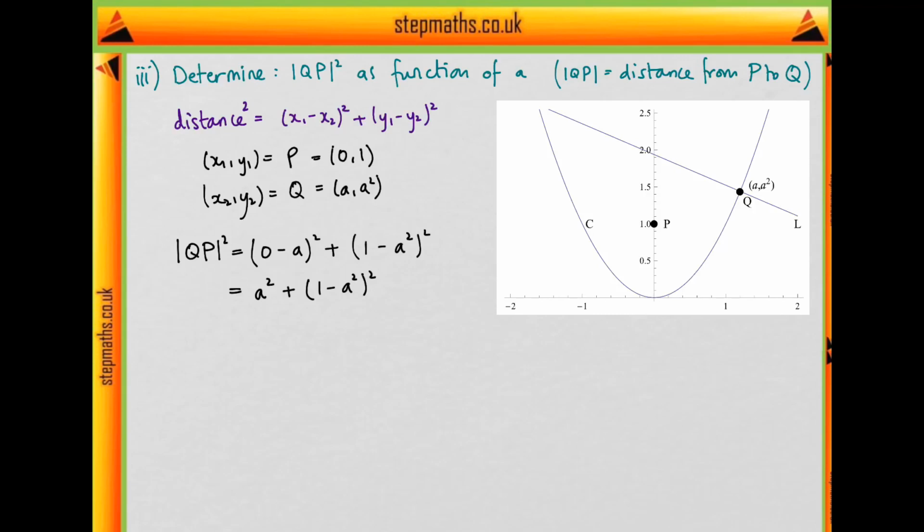And we can try and simplify a little bit. If we just expand this square out, then we can see that we have some a squares cancelling. And so this is our function of a for the distance squared.